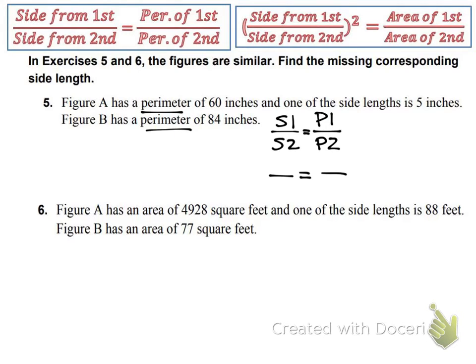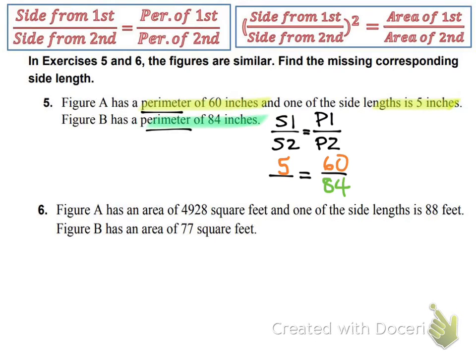So we're just going to read figure A. We can call it the first one if you want. Has a perimeter of 60 inches. So where am I going to put the number 60? Yeah, for P1. And then the side length is 5. So that will go for side 1. And then figure B has a perimeter of 8 inches. So that's going to go for P2.